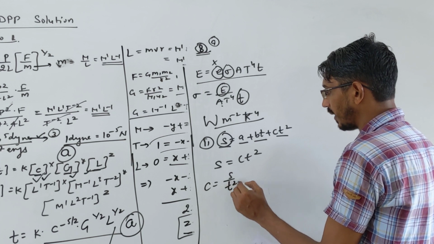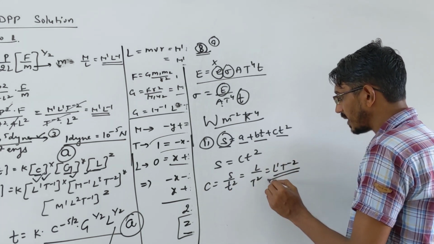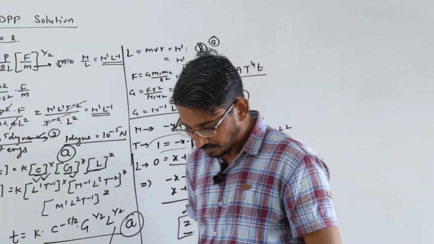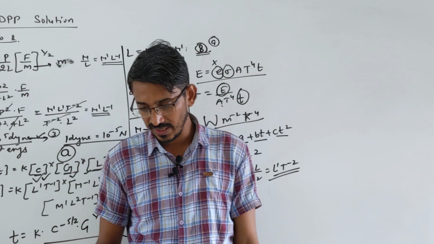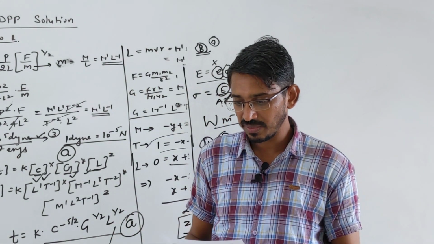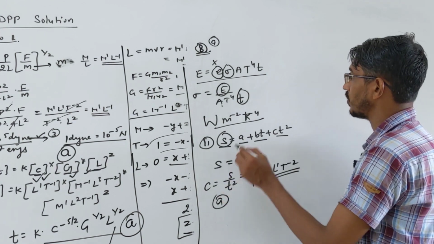So we have to find C, which is S by T square, L by T square, L power 1 T power minus 2. This is the dimension of meter per second square, the dimension of acceleration. So this C is nothing but acceleration, meter per second square. So option A is the correct answer in question number 11.